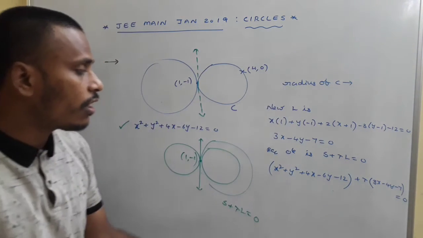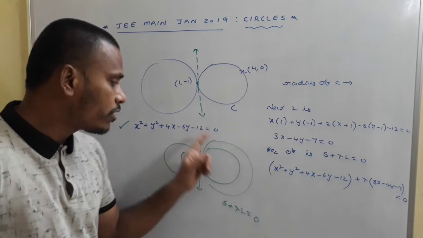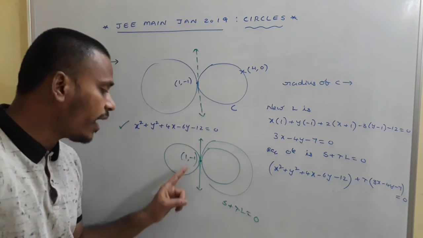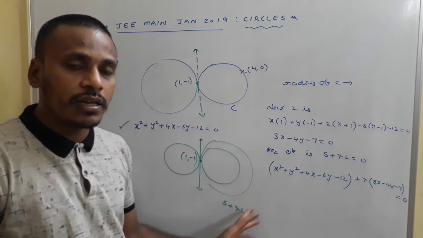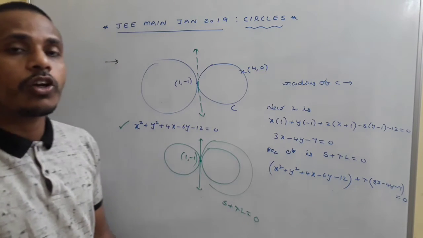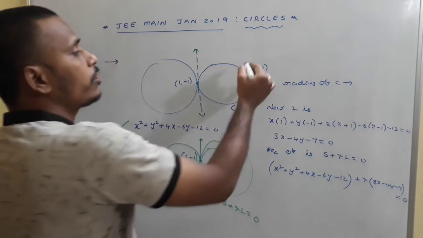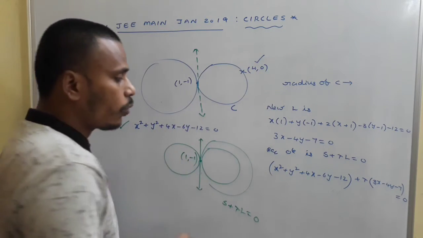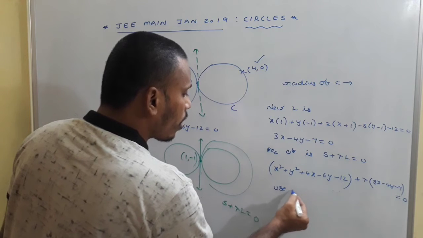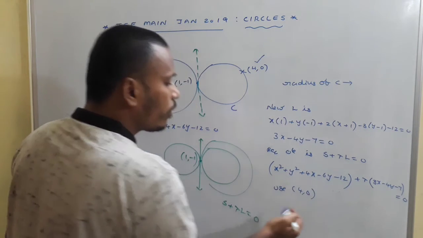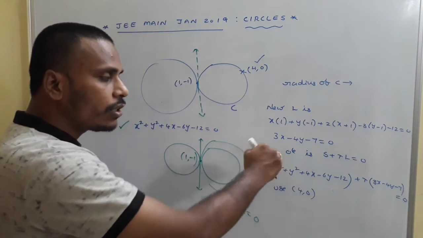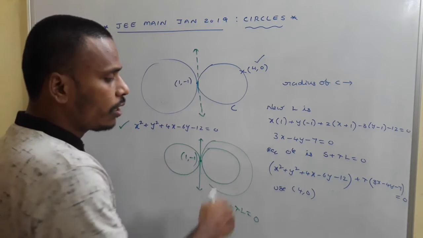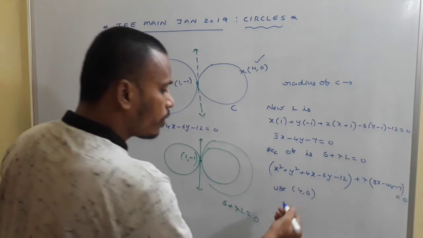So this is the general form of a circle which is touching this line at (1, -1). There are infinite circles depending on lambda. Now our task is to find lambda using this point (4, 0), because (4, 0) is a point on the required circle. Use (4, 0) now. If you replace (4, 0) here, we will get the lambda value. So what will happen if you use (4, 0)?